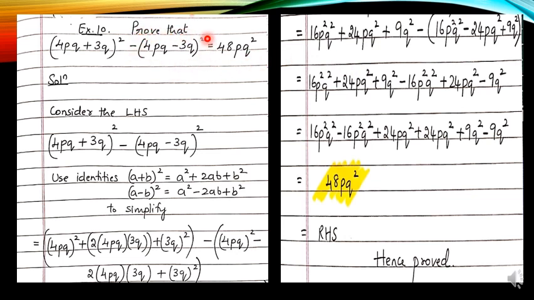So you will be considering the LHS. All of you know what is LHS, isn't it? So whichever is left side of equal to sign is called LHS, and whichever is right side to equal sign is called as RHS. So what we will do here is we will start simplifying the LHS, and finally we will show the LHS simplified form is equal to this. So then it is proved. So we shall start proving this. So consider the LHS. What is the LHS? 4pq plus 3q the whole square minus 4pq minus 3q the whole square.